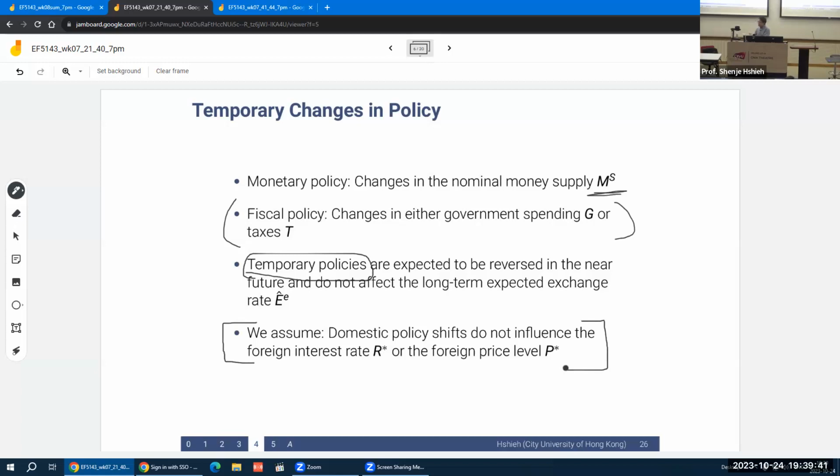The underlying assumption, to keep our analysis simple, is that foreign interest rates and foreign prices don't influence domestic policy. So the decision for the US, for example, to cut interest rates has nothing to do with whether or not the EU or the Bank of England decides to cut rates. That's the underlying assumption, so we just take everything as given.